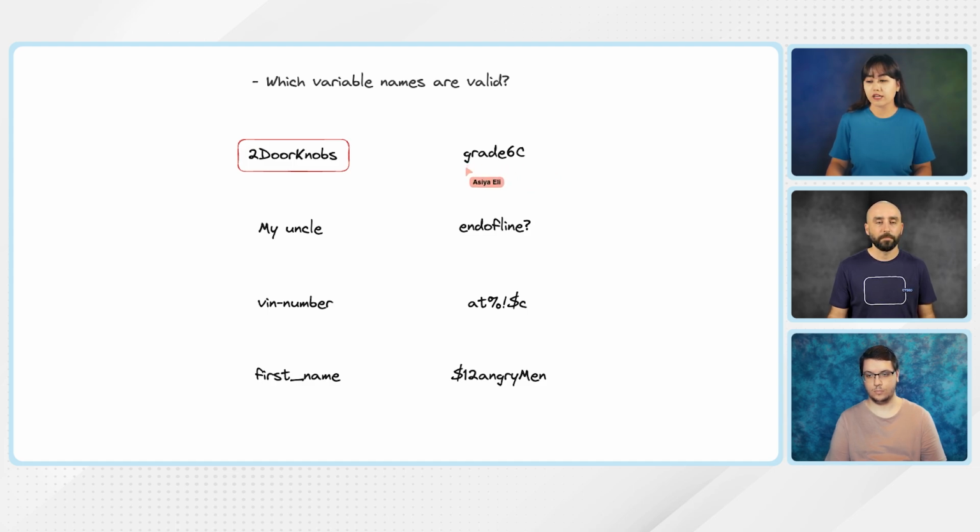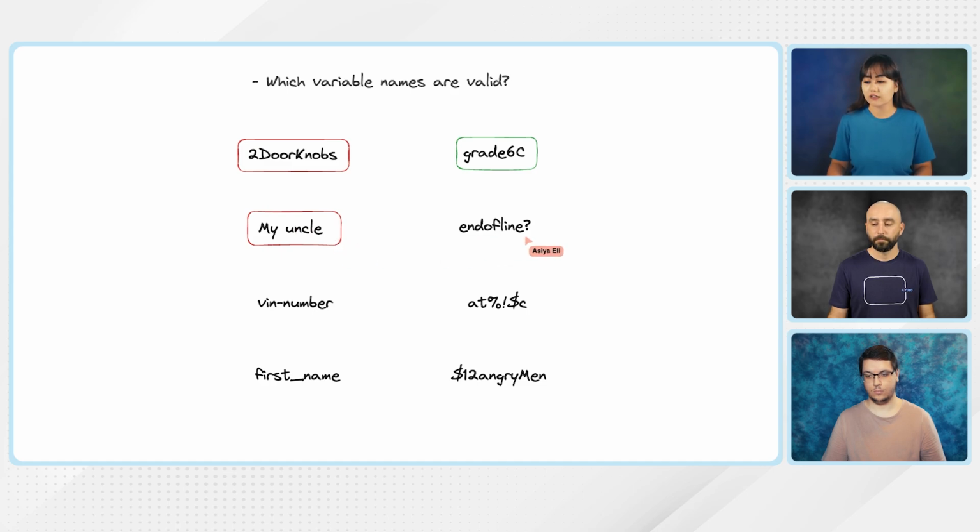This variable name starts with a lowercase letter, which matches the rule, and it contains a number and an uppercase letter as well, which is also good. So this is a valid variable name. Let me highlight it with green color. Another one is my space uncle. Space is a special character, and we only have the $ sign and underscore, so we shouldn't have any other special character. Plus, this starts with an uppercase letter, so it doesn't match the rule.